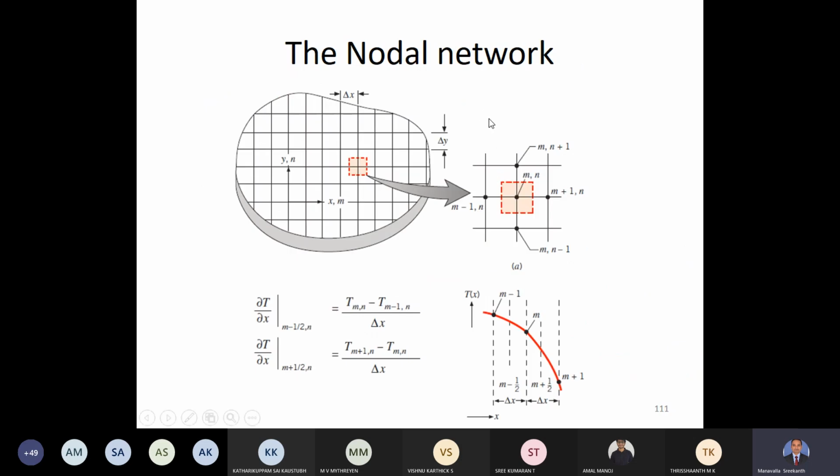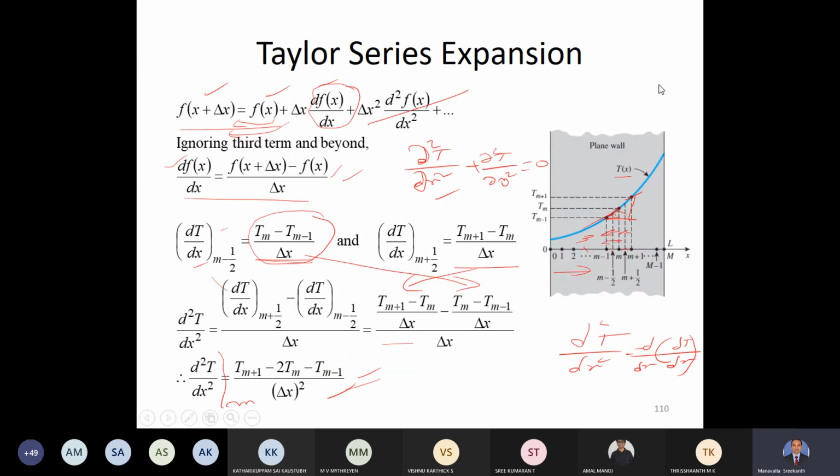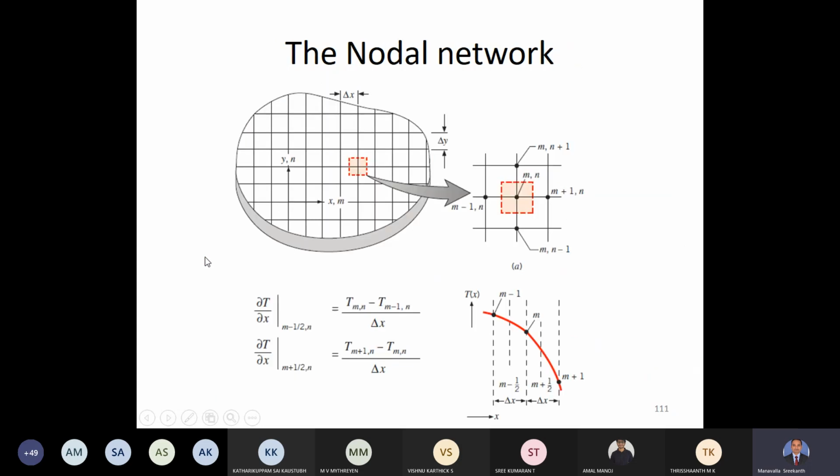Now let us extend what we have seen. What we have seen so far is for 1D. Only x is involved. That's why we wrote it as dT by dx, because there is only one independent variable x. Now let us extend this to two dimensions. That is called a nodal network. So you see there is a domain. This domain is like a graph paper.